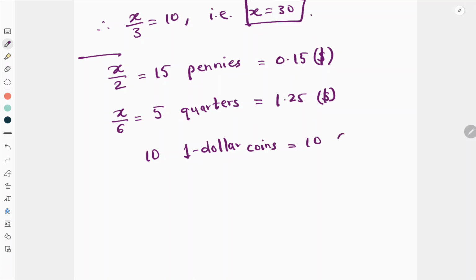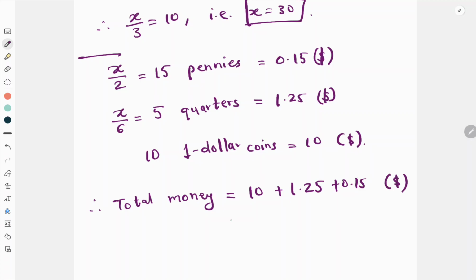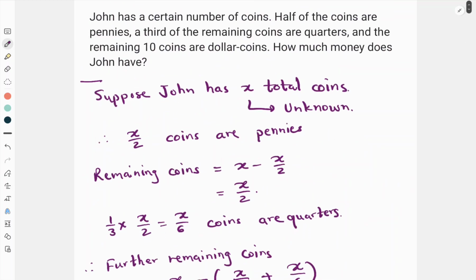This is $10. So total money that he has is basically 10 plus 1.25 plus $0.15, which is $11.40. So that's our final answer. He has $11.4, which is $11.40. So that's how we set up the problem.